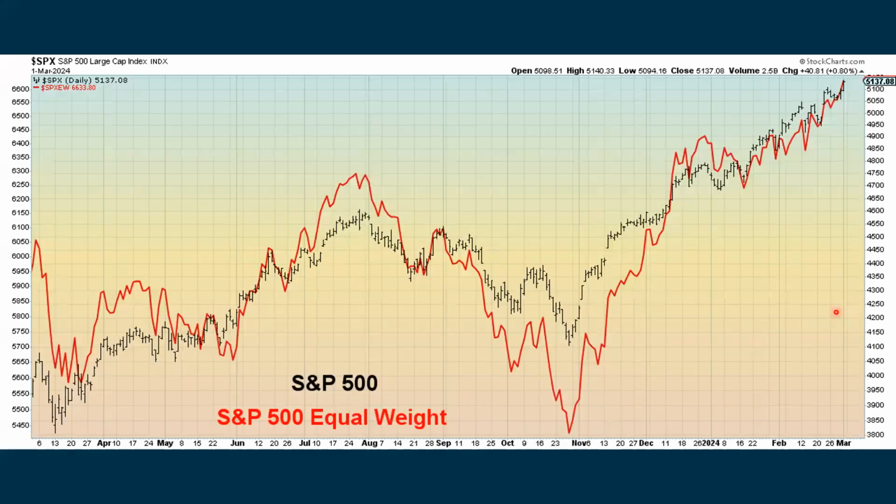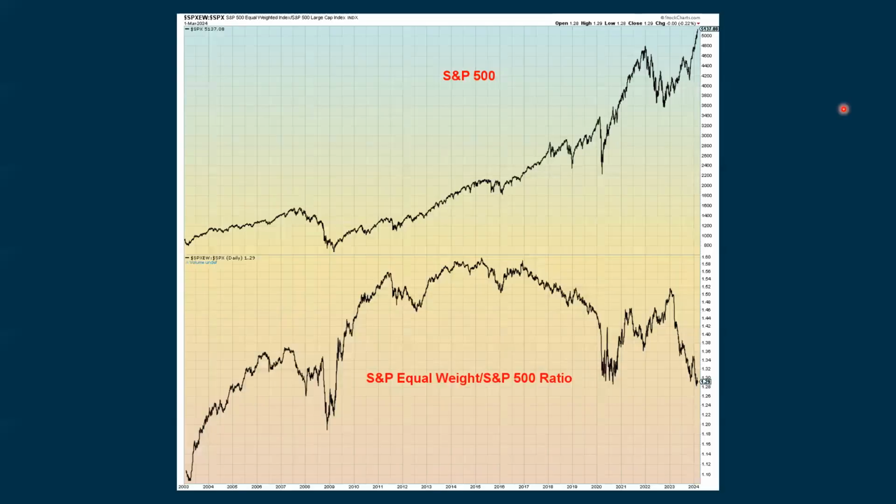Some index ratios, and I show this in every daily video, where the equal weight index is starting to show some improvement here above the S&P 500 weighted index. Here's another measurement. When this is starting to go back up, that means that the equal weight is performing better. It's been really underperforming as we have a large part of the gains being attributed to the Magnificent Seven.